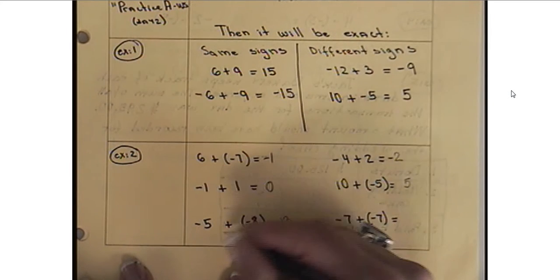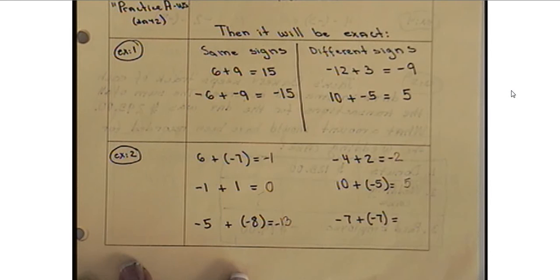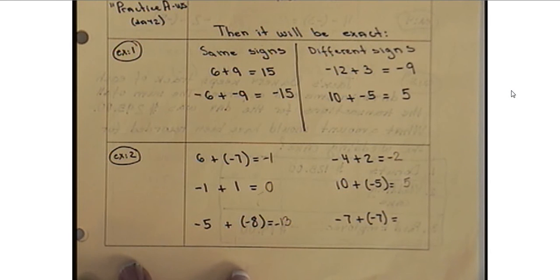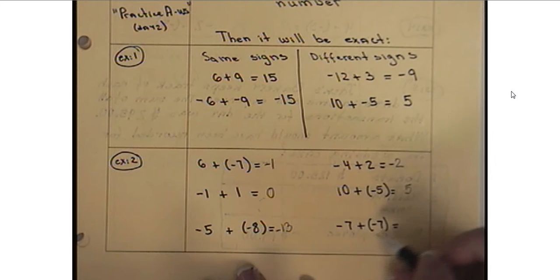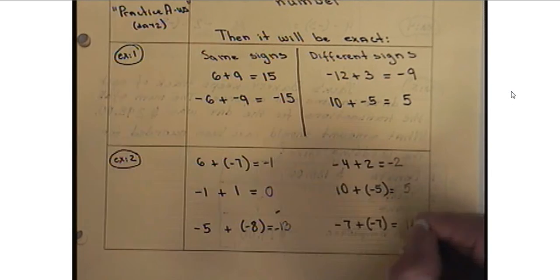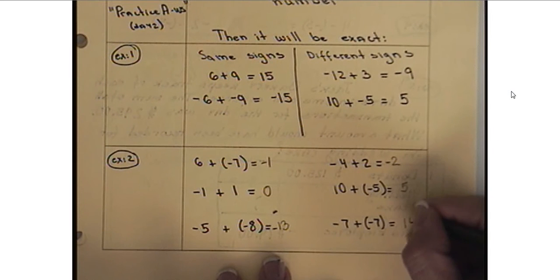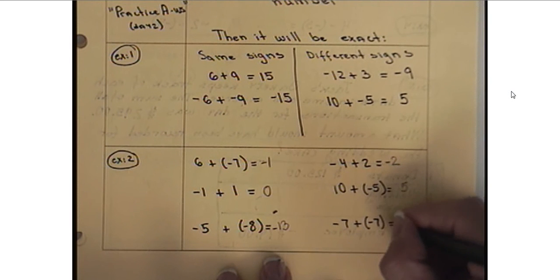Because they both are negatives, we keep the sign. Negative 13 will be the answer. Negative 7 plus negative 7, same thing. Both have negative signs, so we're going to add those two numbers. 7 and 7 is 14. And I'm going to keep the negative sign.